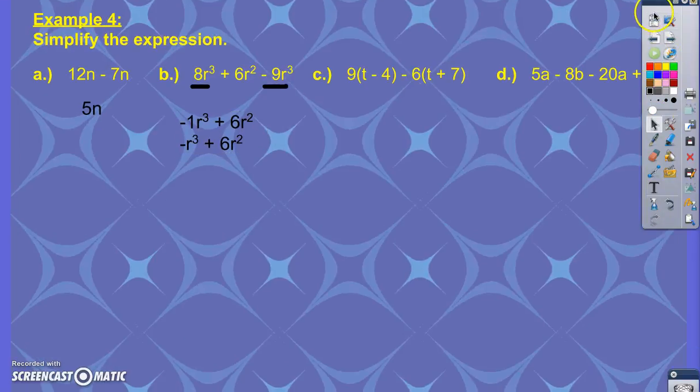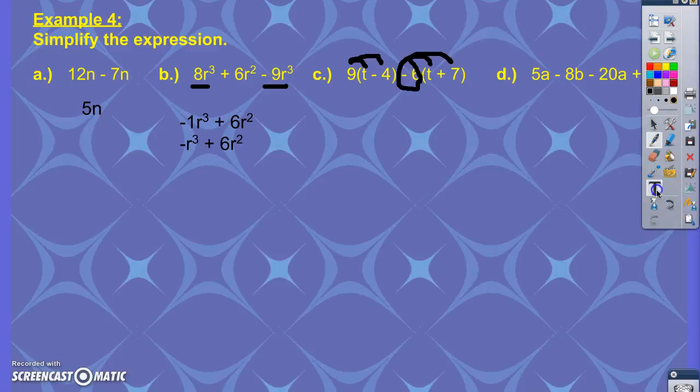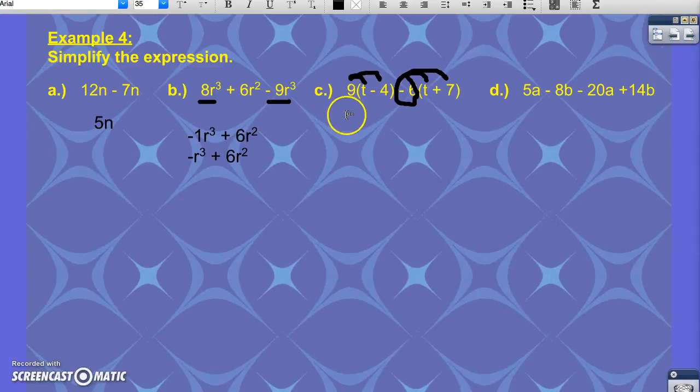All right. Now, in this next one here, we have an extra step. Let's distribute the 9 to both parts, and be careful with the negative 6. You distribute the negative 6. Make sure the negative goes with it. You saw some problems like that on the pre-test, right? Don't forget the negative. So let's simplify this first.